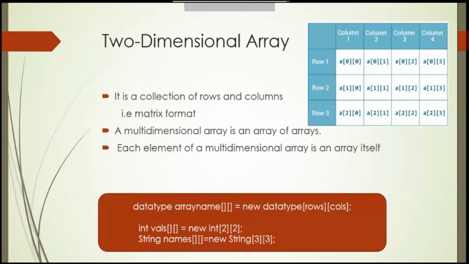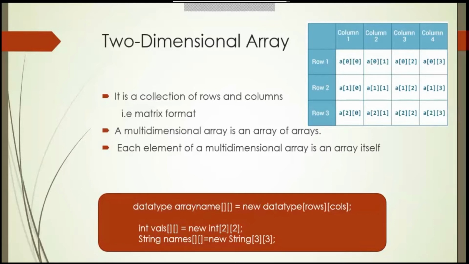That means internally it is again a collection of elements, and each element of the two-dimensional array is again an array, so that we can store more data vertically as well as horizontally. Finally, it is one type of array where we can store the information in both rows and columns.